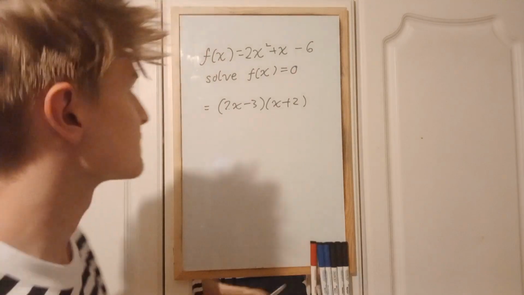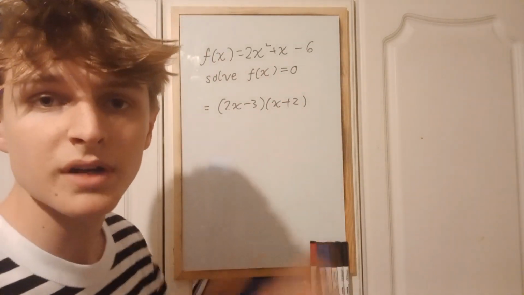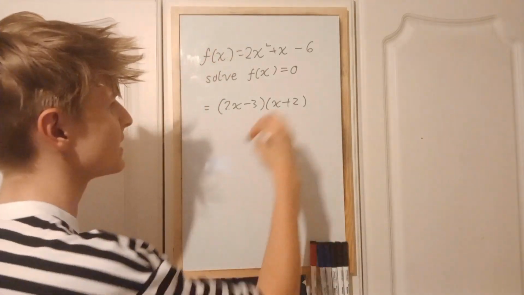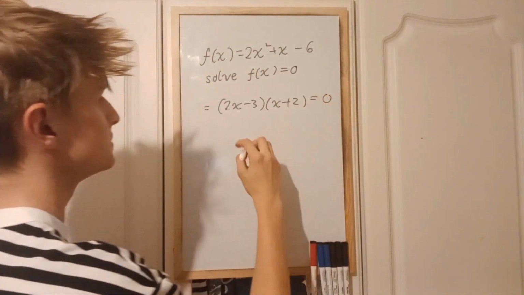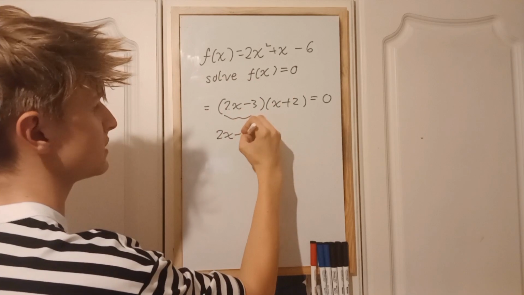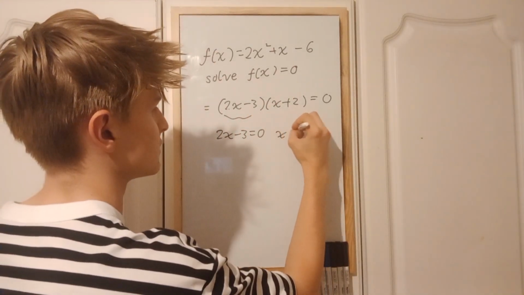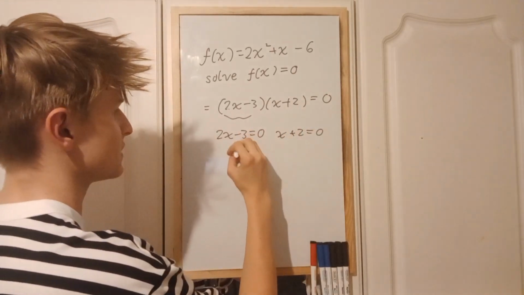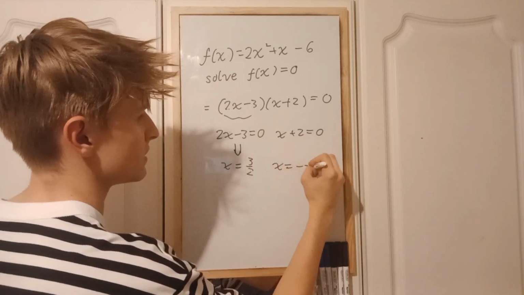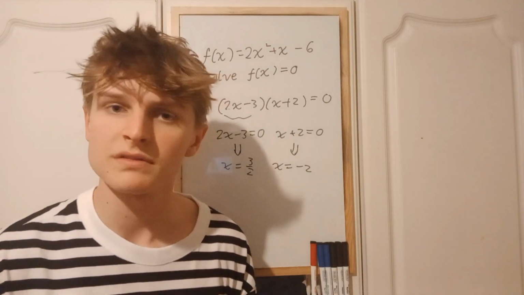So, boom, we successfully rewrote this terrible quadratic polynomial as a product of two factors. Now if we set it equal to 0 to find the roots, we see that 2x minus 3 equals 0, or x plus 2 equals 0. And then it's not hard to see from this one that x must equal 3 halves, or from this one, x equals negative 2. So boom, we found the roots of this quadratic using factorization.